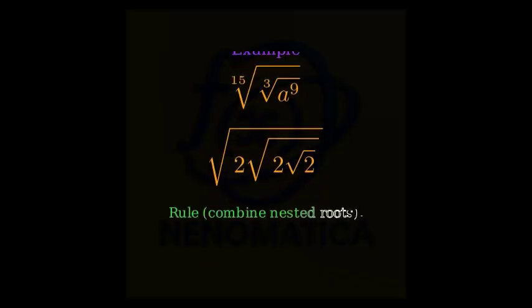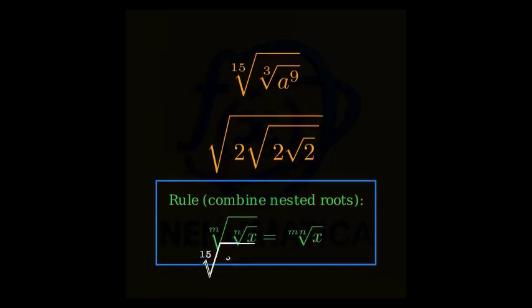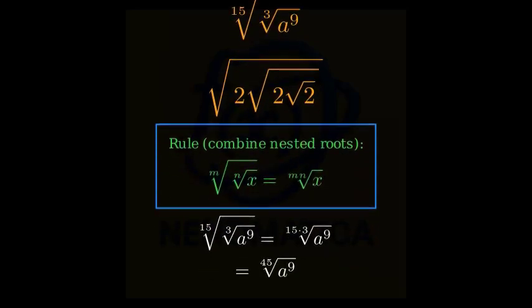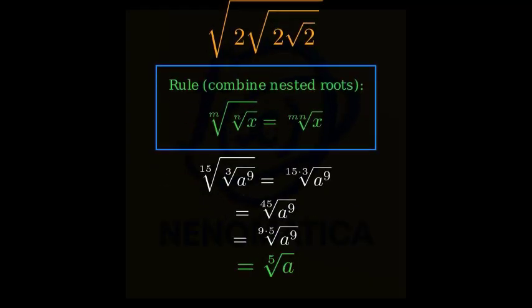We will use the rule: the mth root of the nth root of x equals the mnth root of x. Apply the rule to combine the two radicals. That gives the 45th root of A to the 9th. Factor the root index 45 as 9 times 5. A to the 9th under a 9th root is A, so the result becomes the 5th root of A.